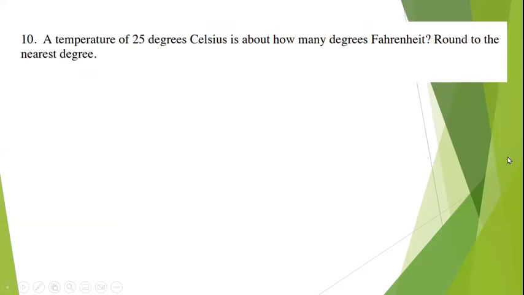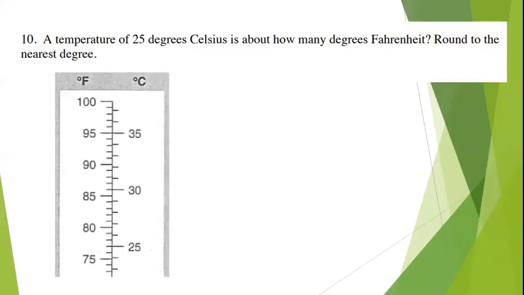All right, last one. This one's kind of the oddball of the group. So we are using our temperature conversion chart, which is on the back side of your Chapter 5 conversion sheet. So we are given a temperature of 25 degrees Celsius, and we're figuring out about how many degrees Fahrenheit that is, rounded to the nearest degree.